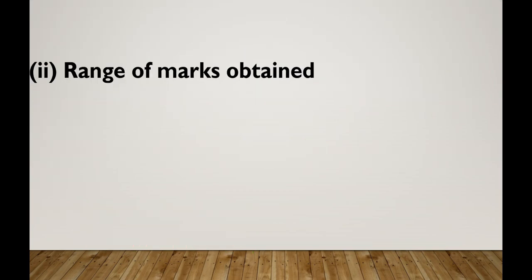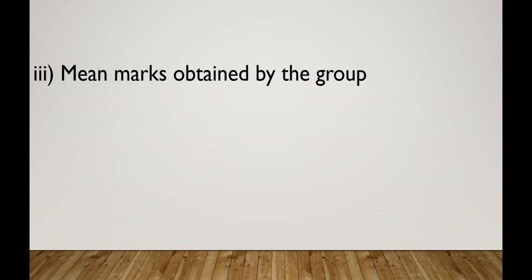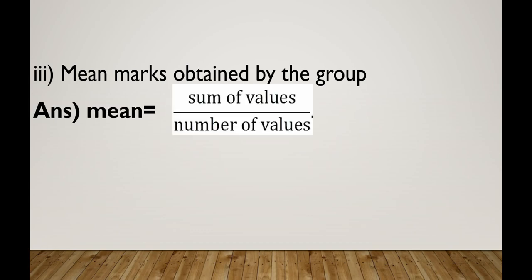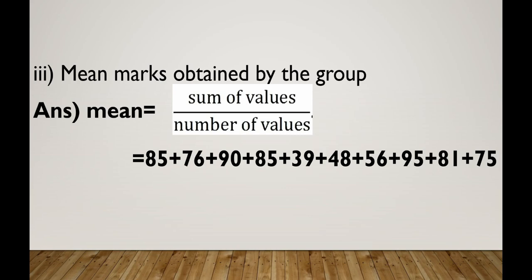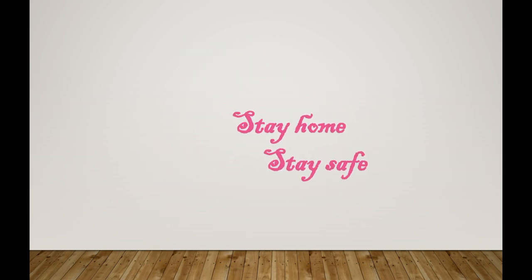Okay. Now comes the next. Range of marks obtained. What is the range? Formula is highest observation minus lowest observation. So highest mark minus lowest mark. 95 minus 39. The answer is 56. Okay. So now third question is mean marks obtained by the group. Again, mean. What is the formula? Sum of the values by number of values. So you have to add all the values, then you have to divide by 10. How many values are there? 10 values. So you have to divide. So 730 divided by 10. The answer is 73. So that's for today. Thank you.